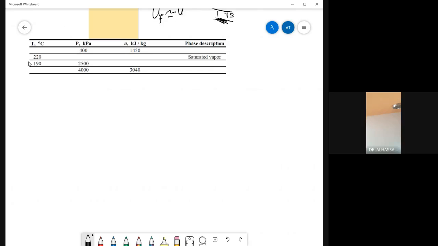So here we have been told to fill in the following table. Let's say we take number one. The pressure is given in this table. Internal energy is also given. And we want to find the temperature of the fluid, and then we want to find the phase description. So complete the following table for water. That's the main question.